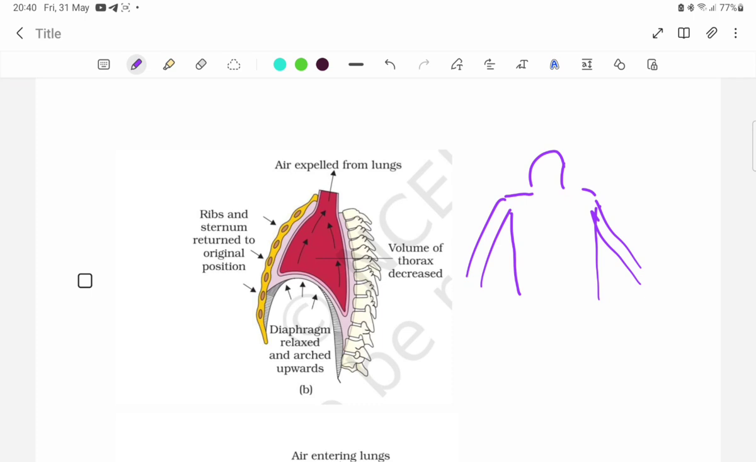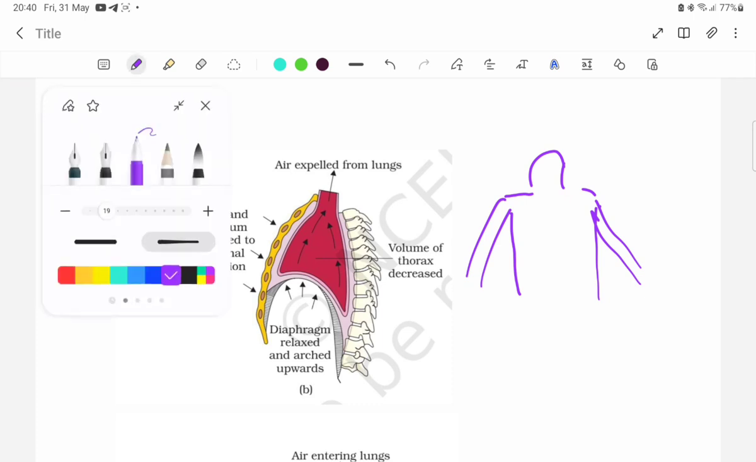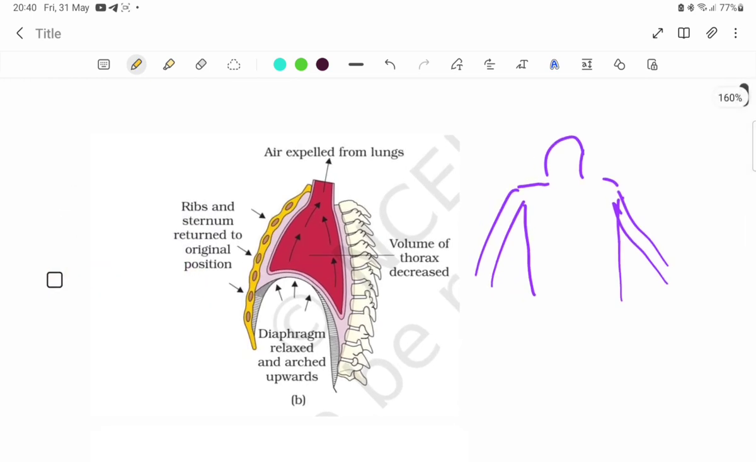Okay, now we are going to discuss the mechanism of breathing. Before that, you all sit straight. Now this is your body. Now you are going to keep your hands on both the sides of the body, just below the rib cage. Now you all are going to take a deep breath in, and breathe out. Again breathe in and breathe out.